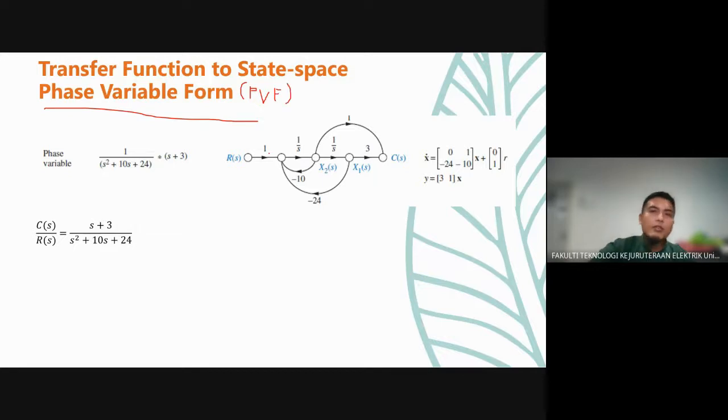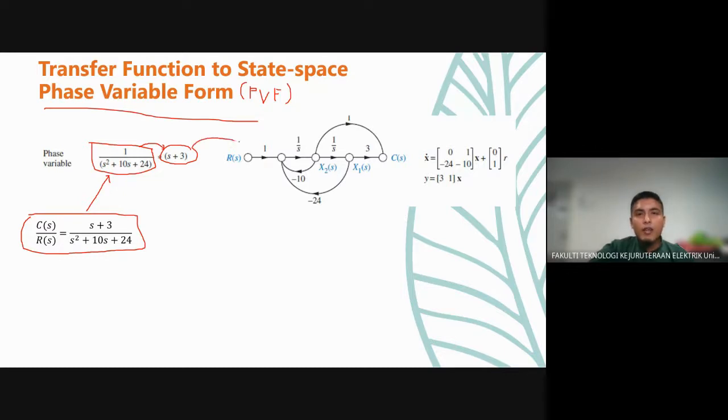Actually, to convert from transfer function to phase variable form, you must follow this step. This is the question, transfer function. And then after that, you need to convert to this form. You can see that the numerator part you move aside, and then the rest you will be like this. After that, you need to convert to the signal flow graph, and after that, you can obtain the state space. This is the process actually.